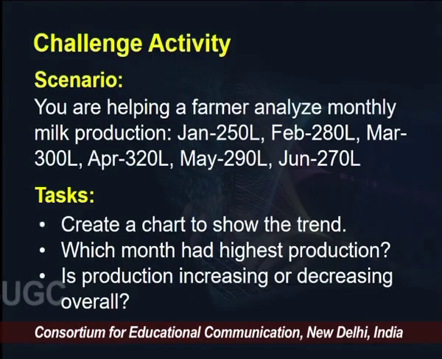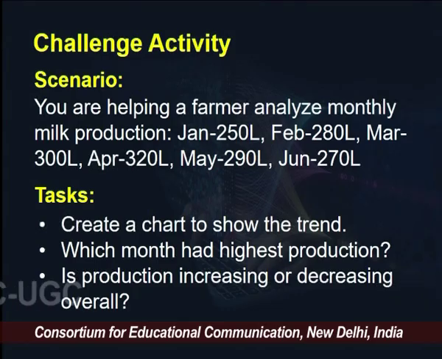Now, there is a challenge activity for you along with the practice activities. So, the scenario here is something like this. You are helping a farmer analyze monthly milk production. In January, the farmer had 250 liters of milk. In February, he had 280. In March, 300 liters of milk. In April, 320. In May, 290. And in June, he had 270 liters.